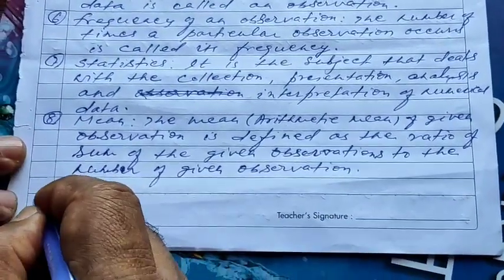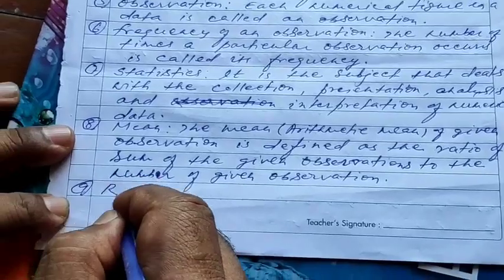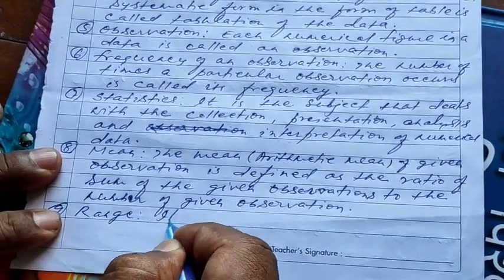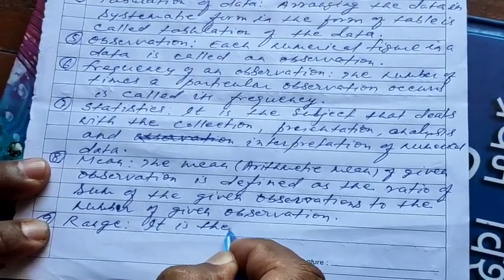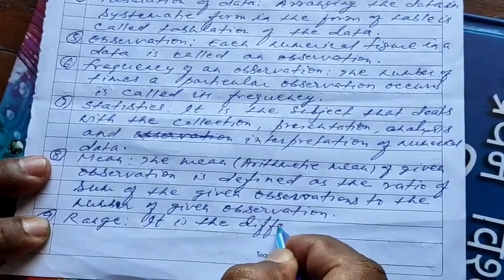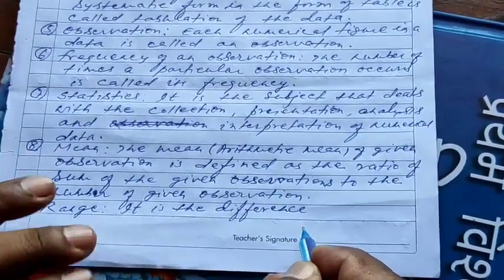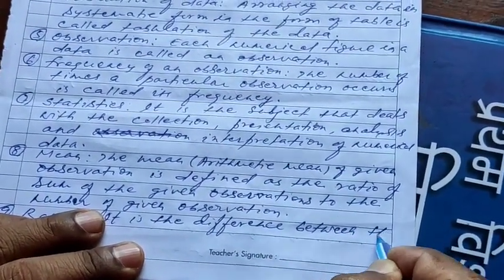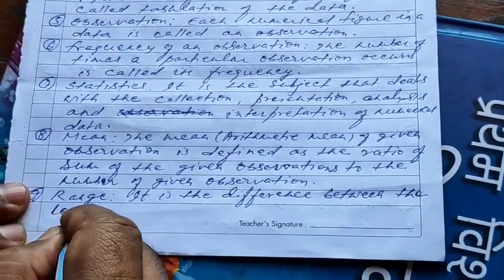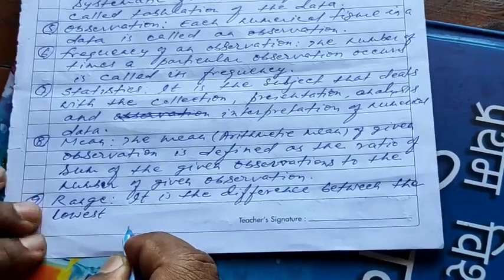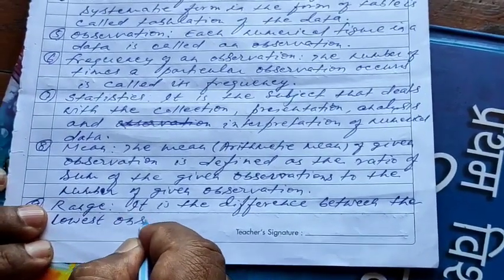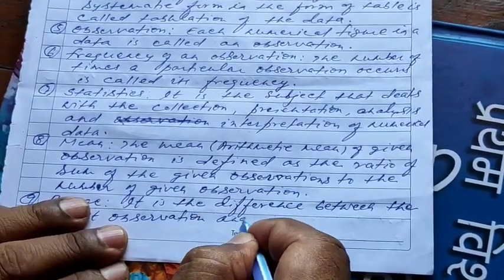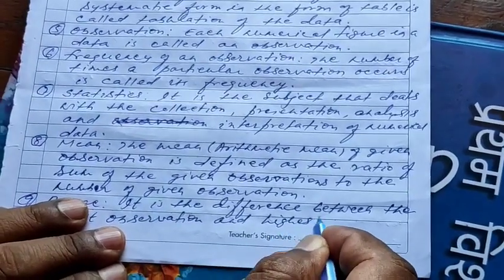Now next is range. It is the difference between the lowest observation and the highest observation.